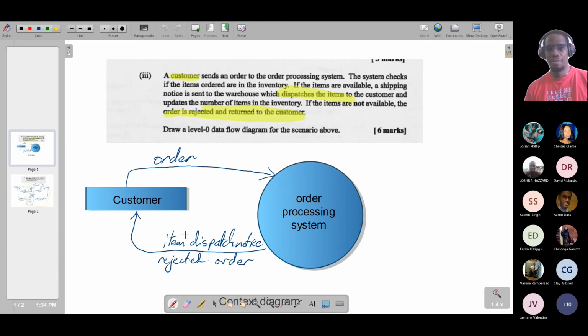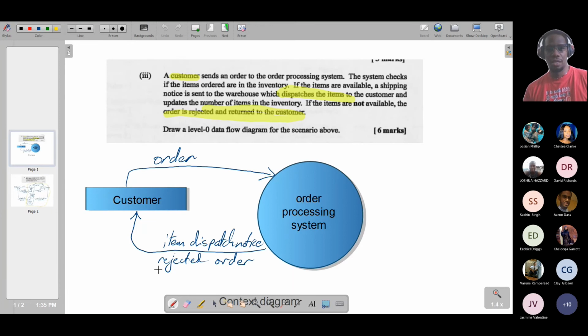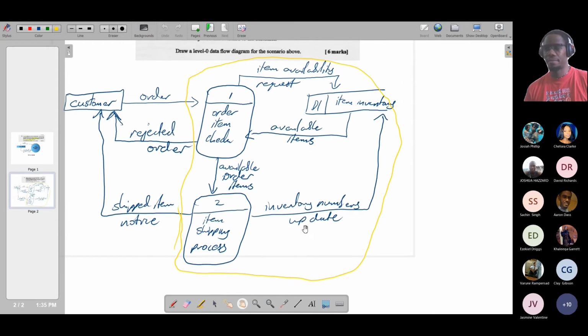We have the order going in, we have the item dispatch note coming out, and we have the rejected order coming out. We have the order going in, we have the rejected order coming out, and we have the item dispatch note coming out, right? Or the shipped item notice. You can name it the same thing. Actually, I would suggest that you name it the same thing, the shipped item notice, but I put item dispatch notice up here. And everything inside of yellow here is what was represented in the system.